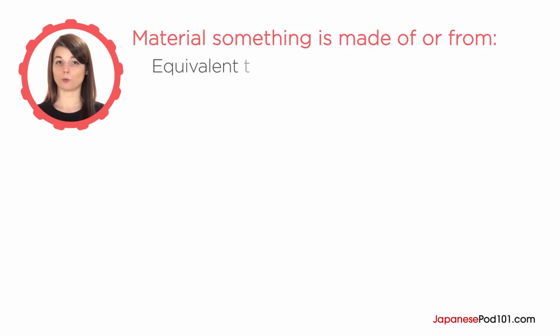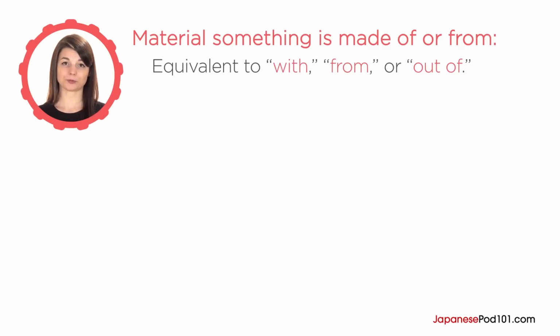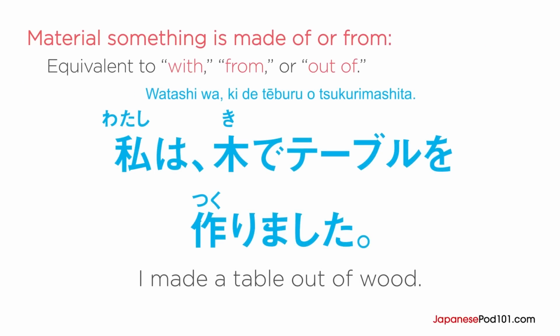Like we mentioned before, this particle also marks the material something is made of or from. It's equivalent to with, from, or out of in English. Let's hear an example. 私は木でテーブルを作りました. This means, I made a table out of wood. 木 is tree or wood. So, 木で means from wood or out of wood.